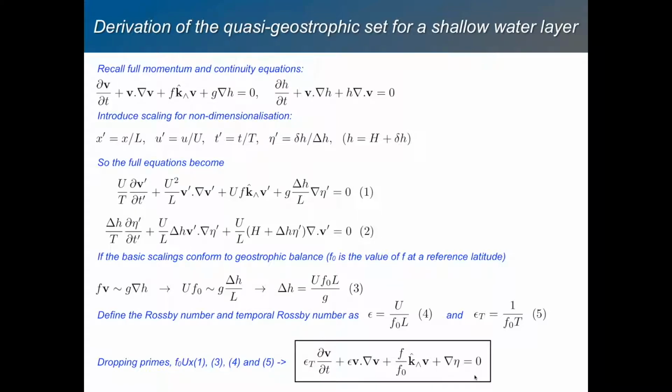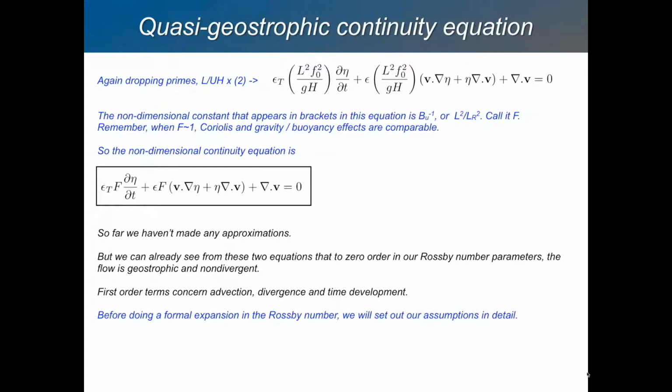And so let's do the same thing for the continuity equation. And you end up with this. If you put in all that scaling analysis, this temporal Rossby number times that thing in the brackets times d eta by dt plus the Rossby number times the same thing in the brackets times the rest of it. That's our continuity equation. And this thing in the brackets, L squared F squared over GH, is the inverse of the Burger number, which I talked about last week.